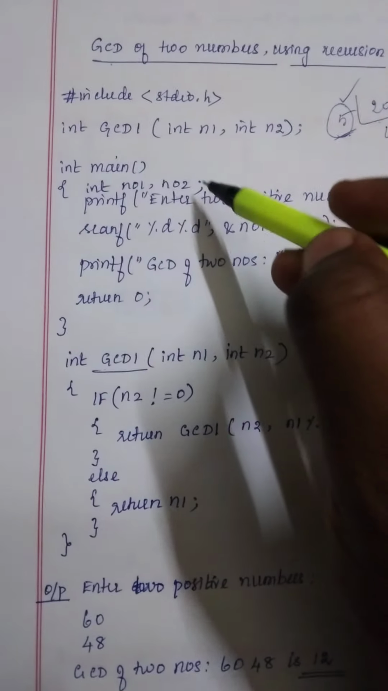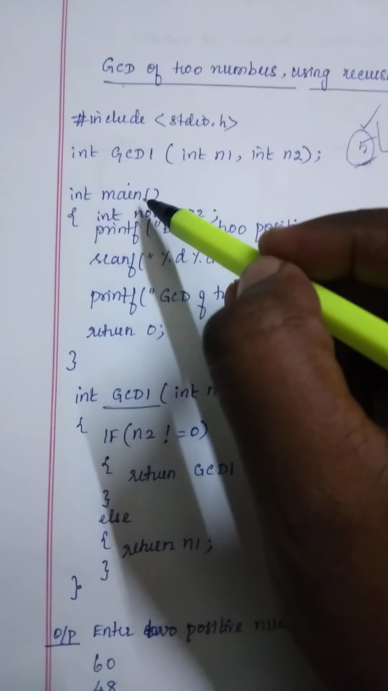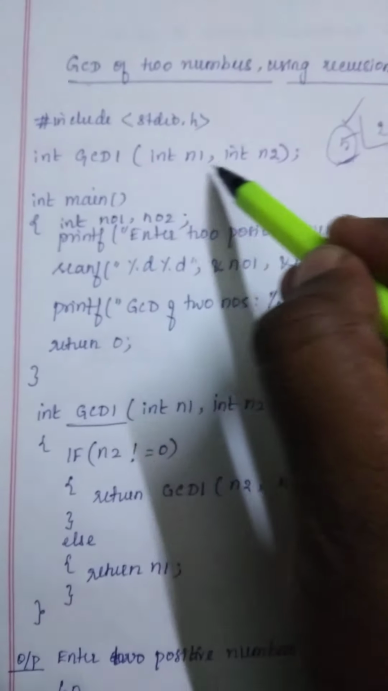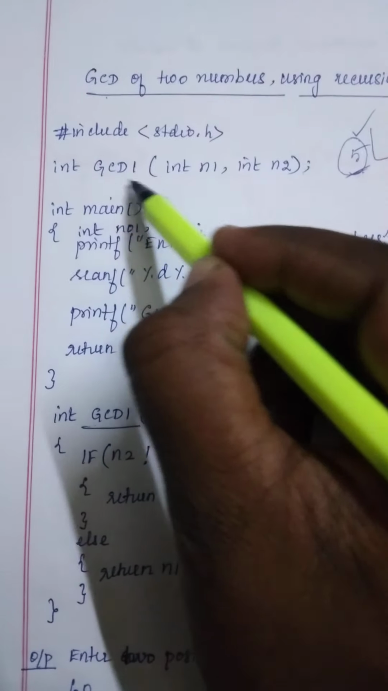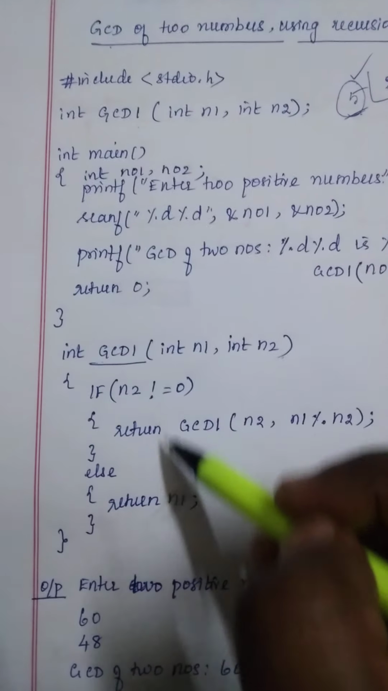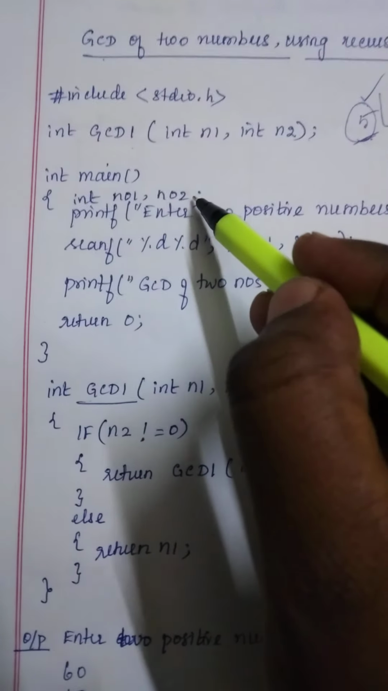Okay, now see this program. This is the main program and we are declaring the function here. Function declaration is here, GCD 1, and we are writing the function here.